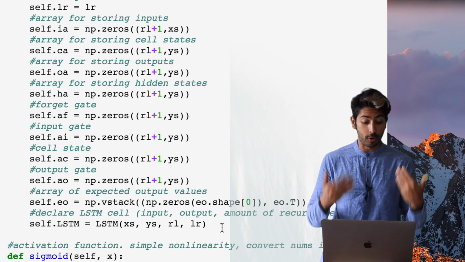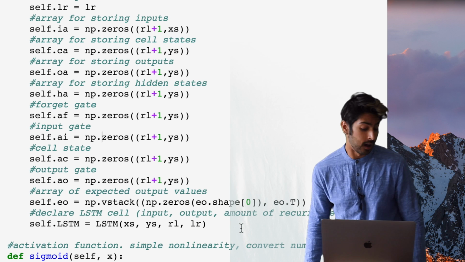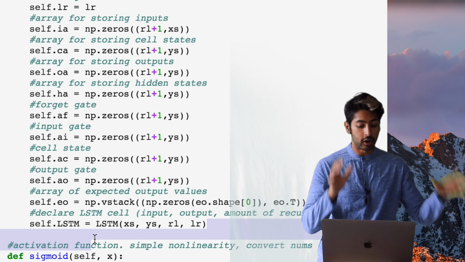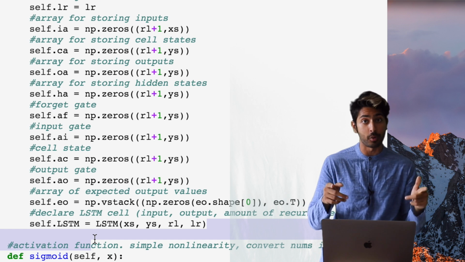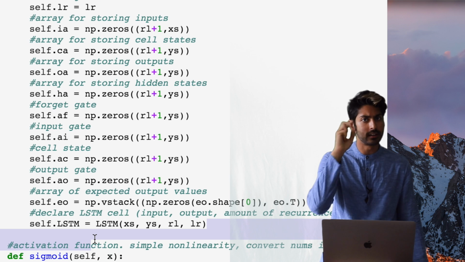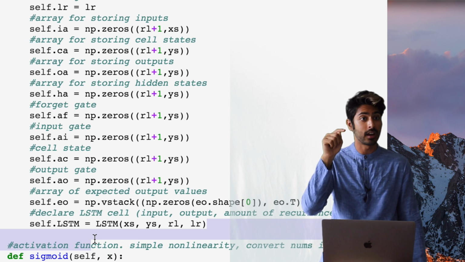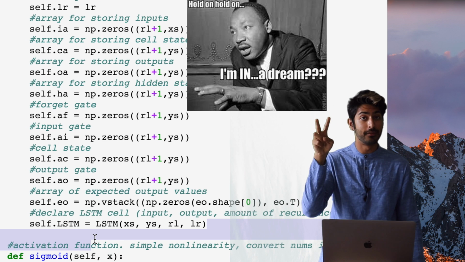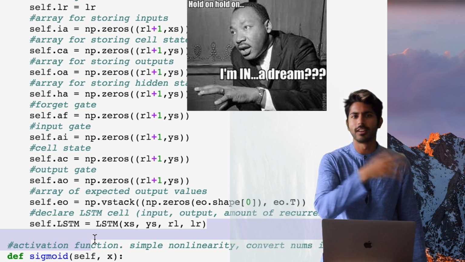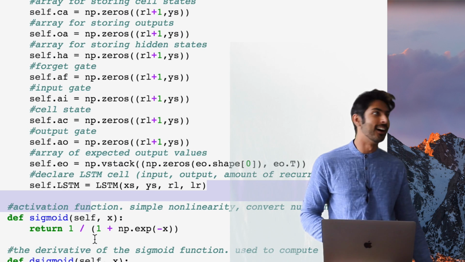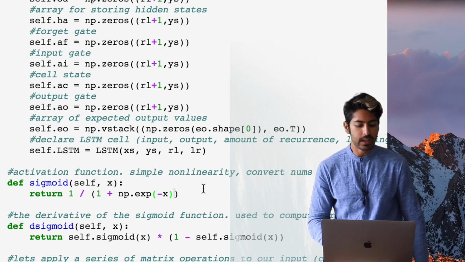And then we have our array of expected output values, and finally, we have our LSTM cell, which we initialized right here, giving it our inputs, our outputs, the amount of recurrence, and the learning rate, just like we did for the recurrent network. Remember, it's like a mini network, a network in a network. And if you think of the gates as networks, then it's three networks inside of a network inside of a network. Talk about inception, recurrence, inception. So back to this.